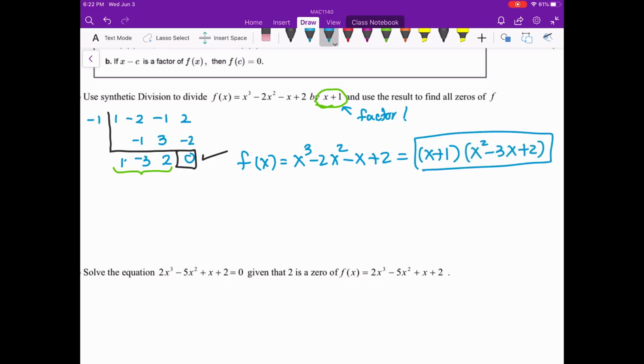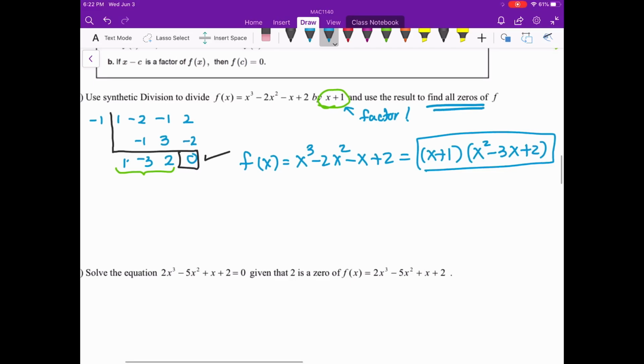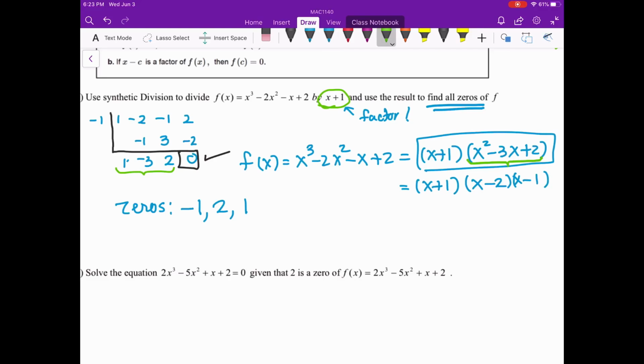Now, the question here is find all the zeros. So far, I'm pretty sure that negative 1 is one of the zeros. In order for you to find the rest, you just factorize this part. And now you can tell that the other two zeros are positive 2 and positive 1. I got these two zeros with these ones.